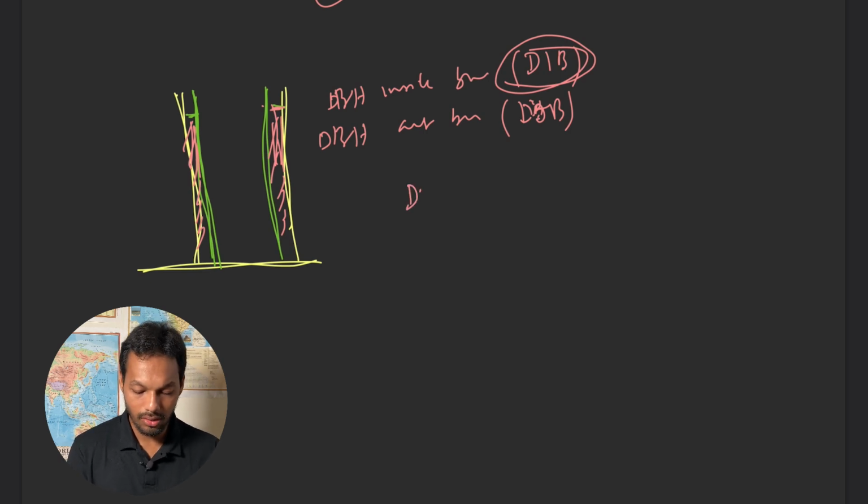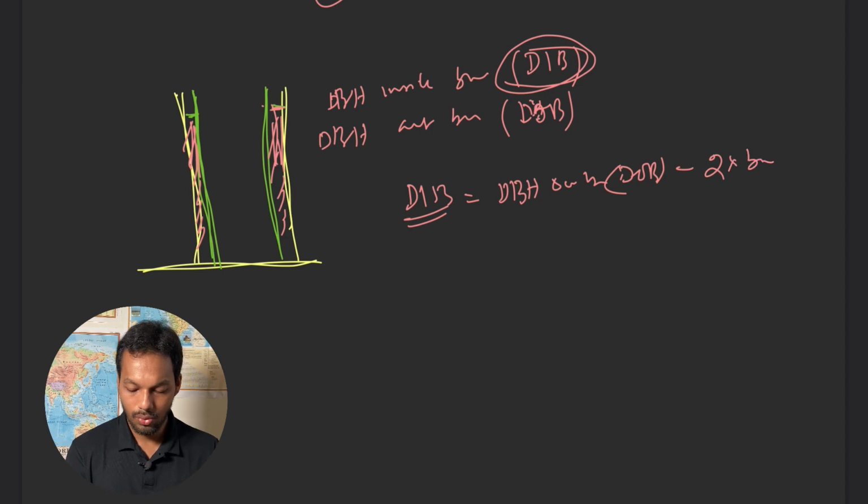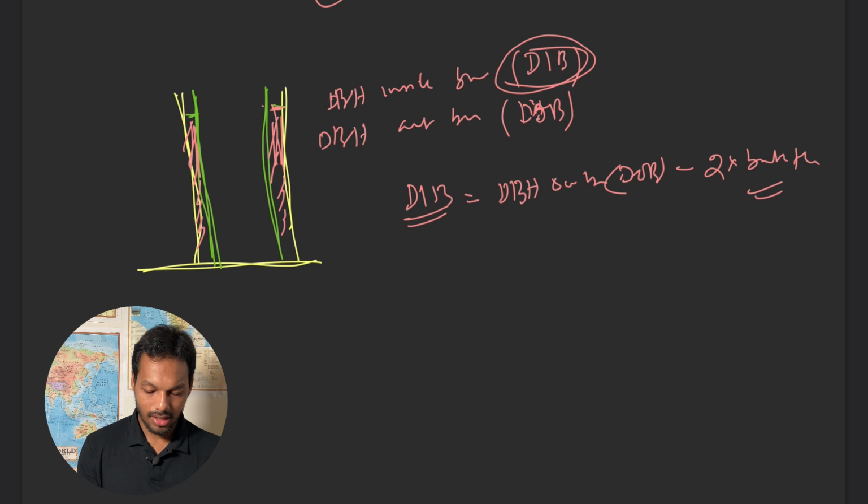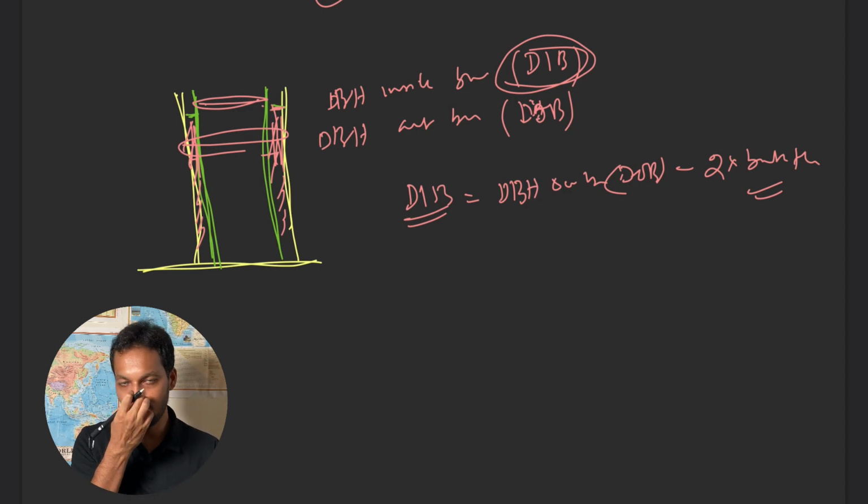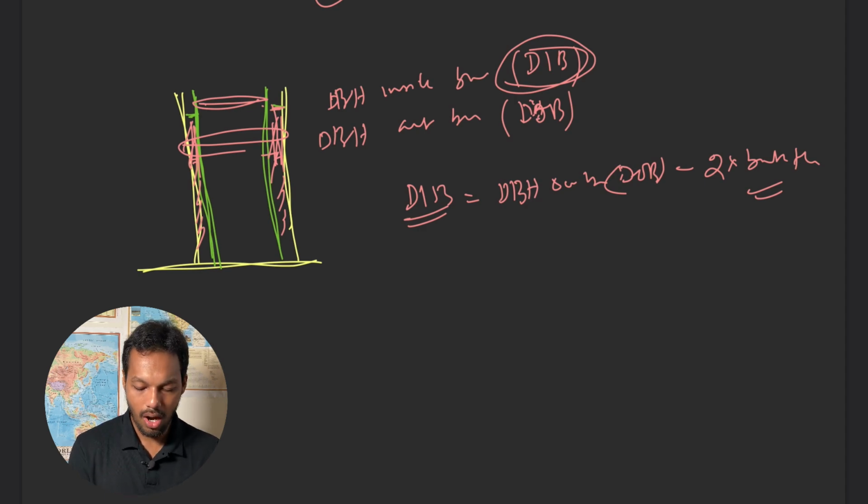To find out the DIB, DBH inside bark, we can take DBH outside the bark, or DOB, minus 2 into bark thickness. DBH inside the bark is equal to total DBH minus 2 into bark thickness, because you can find bark on both sides. Now coming to how we can find this bark thickness.